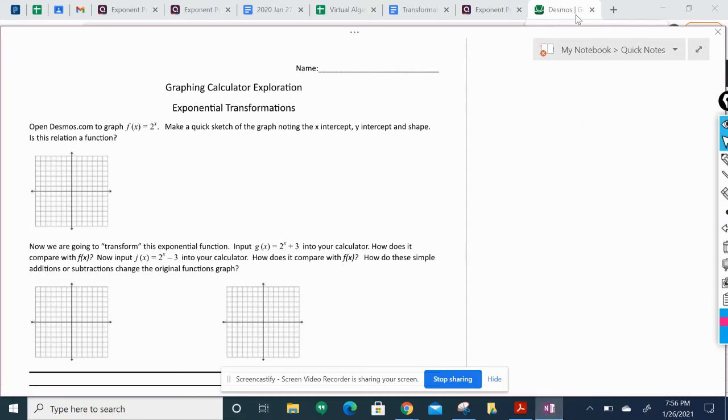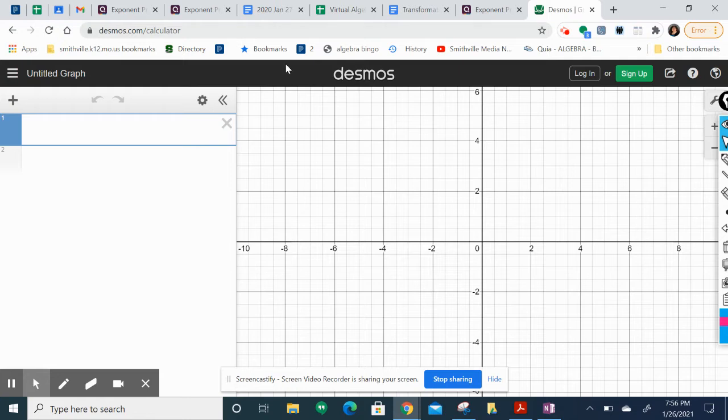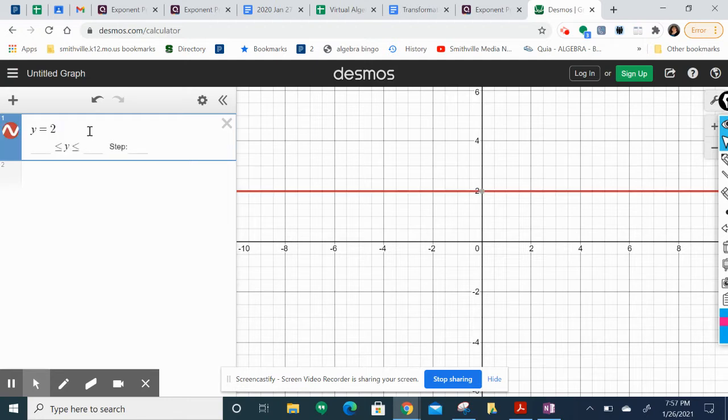So I'm going to come up here to Desmos. This is what we should look at. You might have to hit the graphing calculator button. And then we're going to type in f of x is equal to 2 to the x. Now you can type in the f of x if you want, or you can type in y. Remember, f of x is just another name for y. So y equals 2 to the x power.